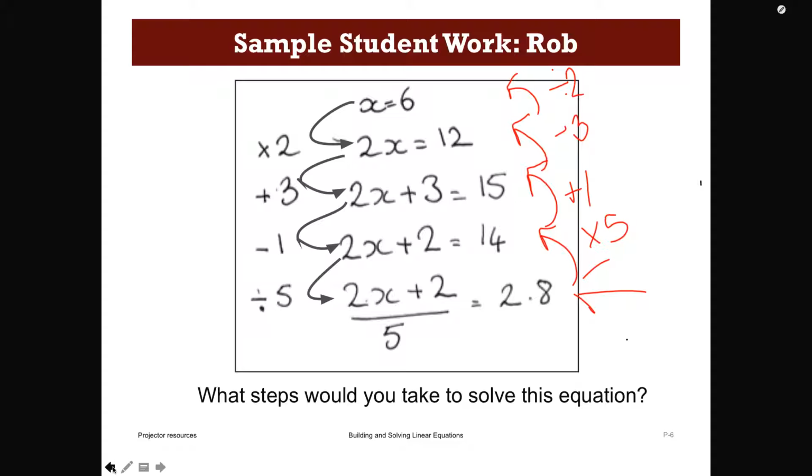So what's the first thing you would do right now? Pretend like we don't know how Rob got this equation. We have no idea. What's the first thing you would do right now? Multiply by 5. So we would multiply by 5 over here, multiply by 5 over here. Good. And then this gives us a big 1, right? Because it's 5 over 5. Alright, and then that gives us what?